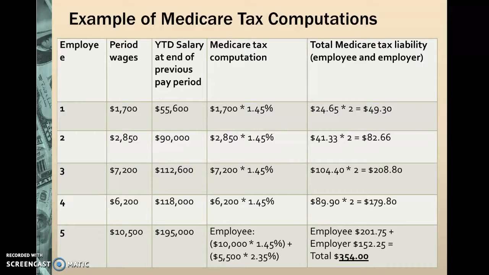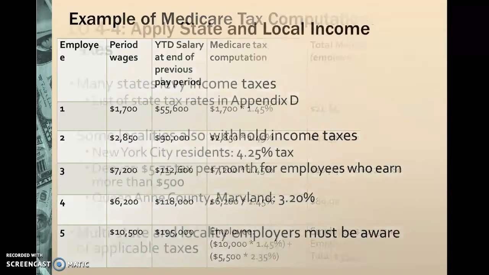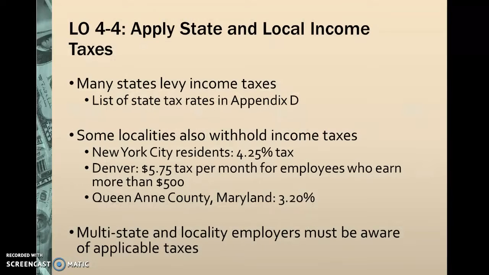Now, learning objective number 4 does cover state and local income taxes. Many states levy income taxes, and the list of states is located in Appendix D in your book. And some local cities and states, okay, Appendix B starts on page 316 in your book. Some localities also withhold income taxes. New York City residents, for example, withhold 4.25% tax. Denver, for example, does 5.75 tax per month for employees who earn more than $500. And then Maryland is at 3.2%.